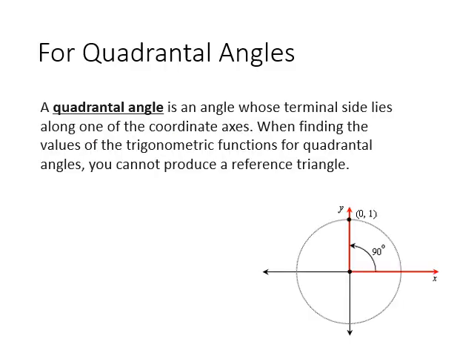So our quadrantal angle is an angle whose terminal side lies along one of the coordinate axes. When finding the values of the trig functions, you cannot produce a reference triangle. So we need to come up with some ratios when that happens.